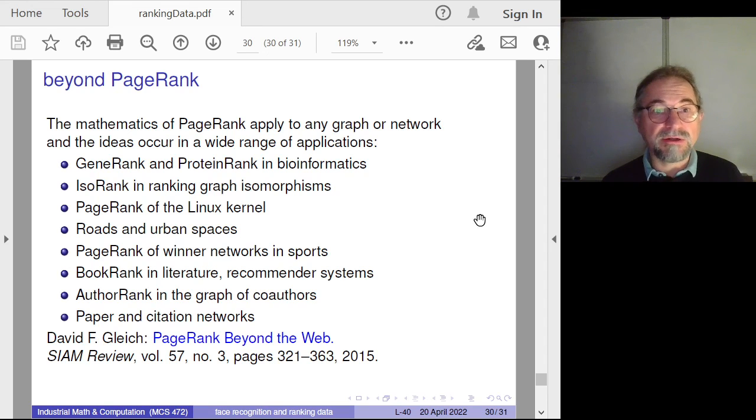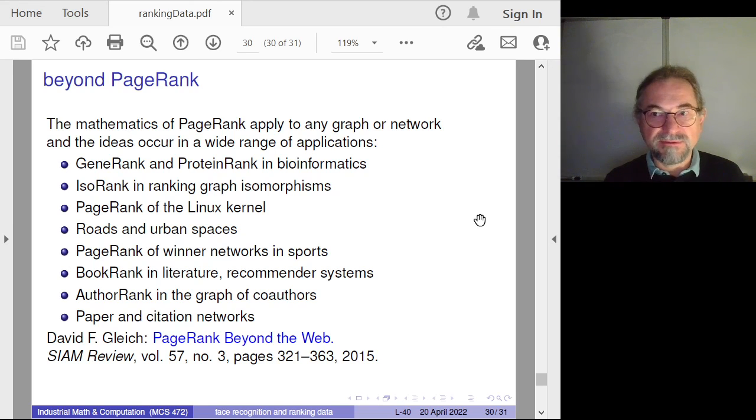In academia, I list here recommender systems for books. One can also make a network of authors, where the authors are the nodes, and two authors are connected if they have written something together, if they are co-authors. One can make ranks on that. And of course, importantly for literature, there's Google Scholar: when one looks at a paper, one can check how many papers are citing it.